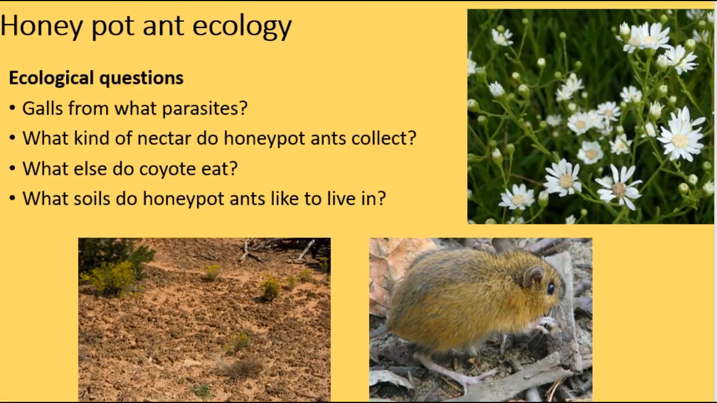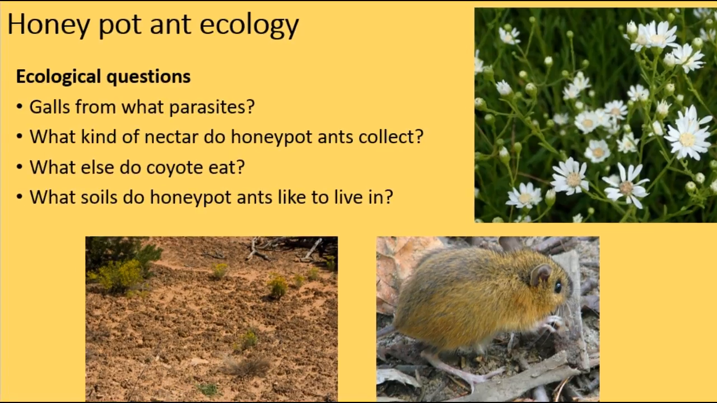So we have our ecological questions we're pondering, and we're thinking about ant ecology and all of those species that are rare in the garden. So we want to know galls from what parasites. Maybe the galls that they like to eat are no longer available. Then we want to know what kind of nectar honeypot ants collect. Perhaps they collect the nectar of the white goldenrod, which is no longer abundant in the park.